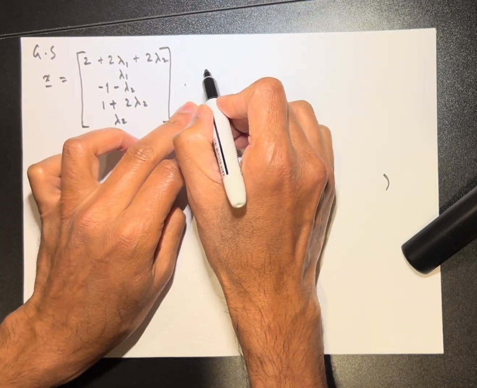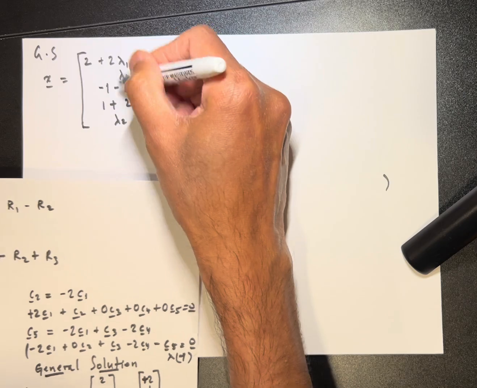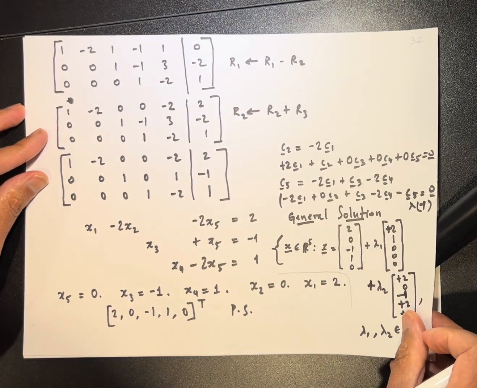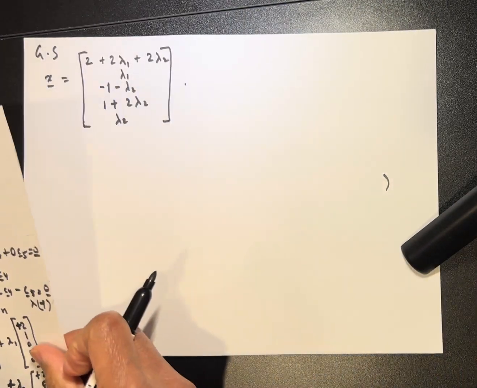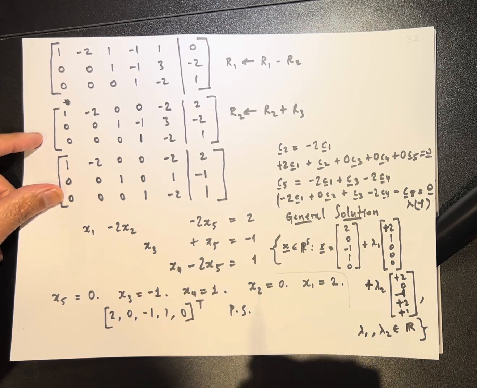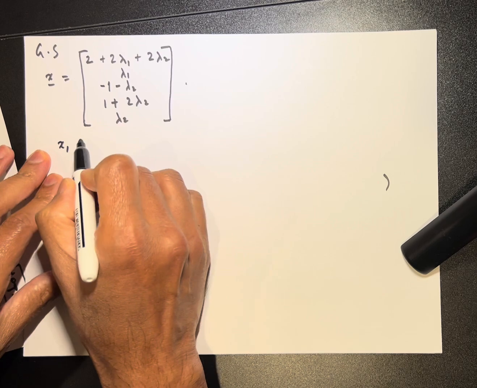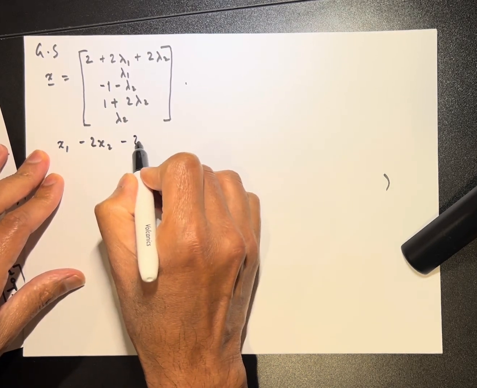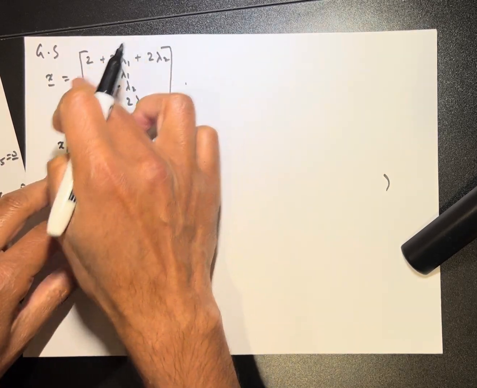Check, right? So we are going to verify if this x1, x2, x3, x4, x5 work with these equations, right? So we have to check whether, so I'm just going to rewrite these equations in the other page so we can verify. So this is going to be x1 minus 2x2 minus 2x5 equal to 2. So is this correct for this, right?